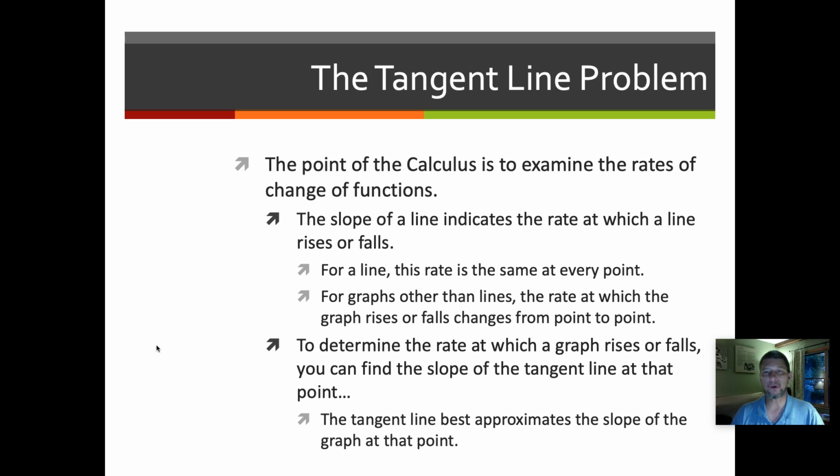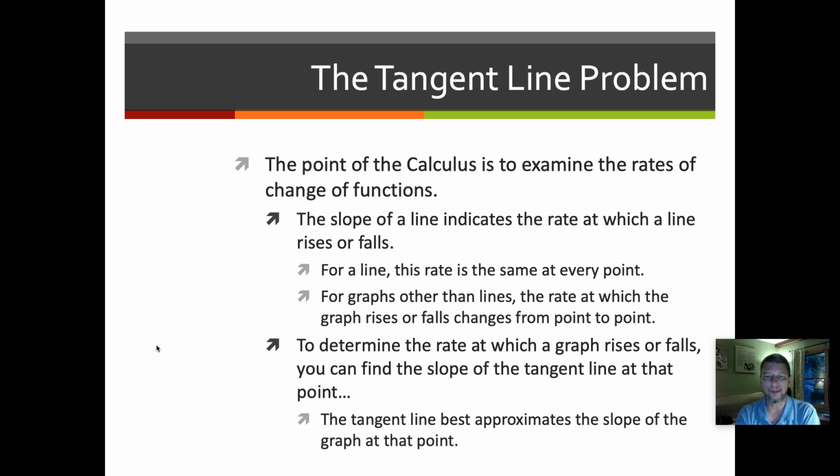Now, generally speaking, if you're talking about a straight line function, this is a very easy thing to calculate, because the rate of change is the slope of that line. And it could be positive, it could be negative, it could even be zero. But that slope is the rate at which the function is changing as the value of x changes. So the slope of a straight line indicates the rate at which a line rises or falls, because it could be positive or negative.